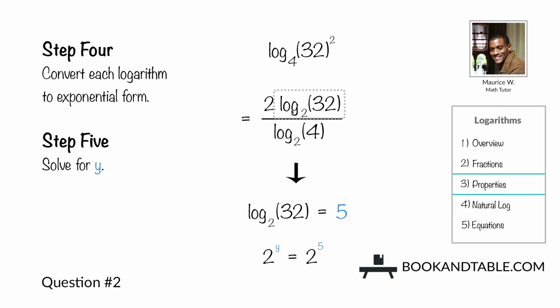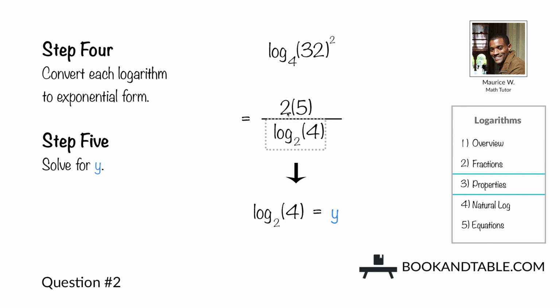So this term here is equivalent to 5, giving us 2 times 5 in the numerator, which would be 10. And now this term, log base 2 of 4, we set equal to y. We take our base 2, raise it to a power of y, and set that equal to the argument 4. And to solve for y, we swap out 4 for its equivalent value, 2 squared, allowing us to see that y is equal to 2, which means log base 2 of 4 is equal to 2. So we can swap 2 in for this term here.